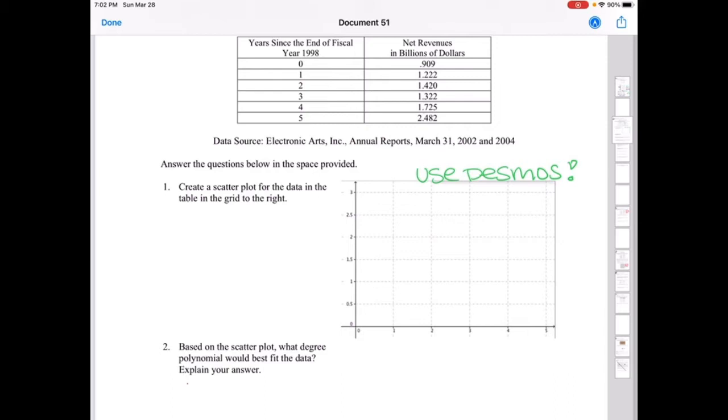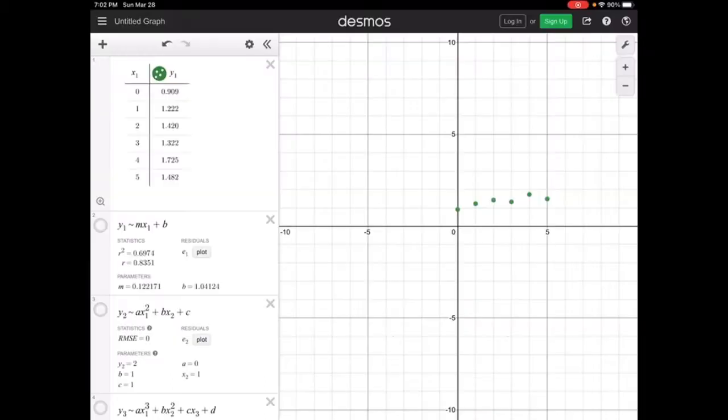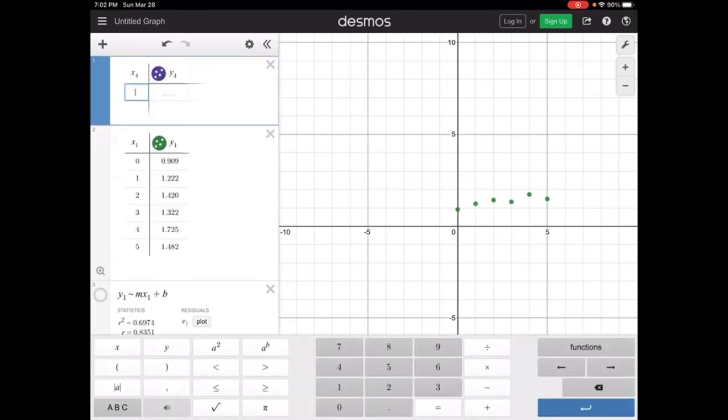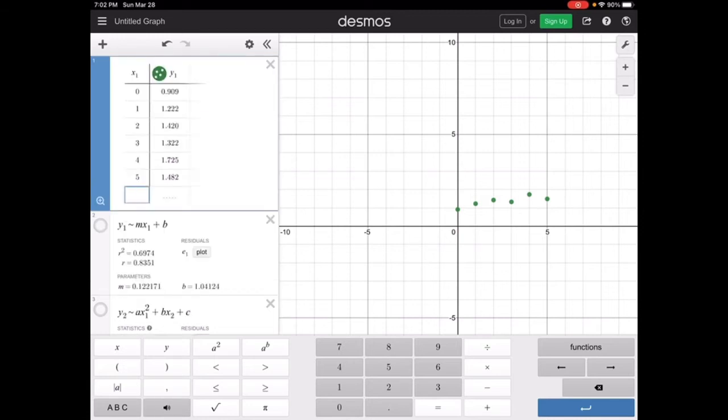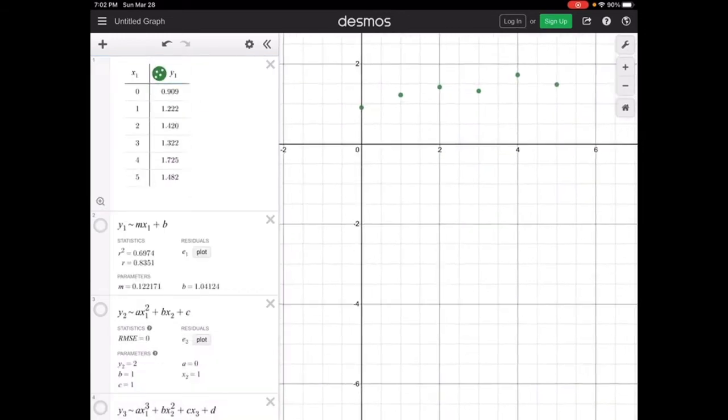Since these are such crazy decimals, we're just going to use Desmos to help us out. Again, you'd have to press the plus sign on the top left. You'd hit table. It would give you a table, and then you would plug in those values. So I've already done that for you. This is our scatter plot.